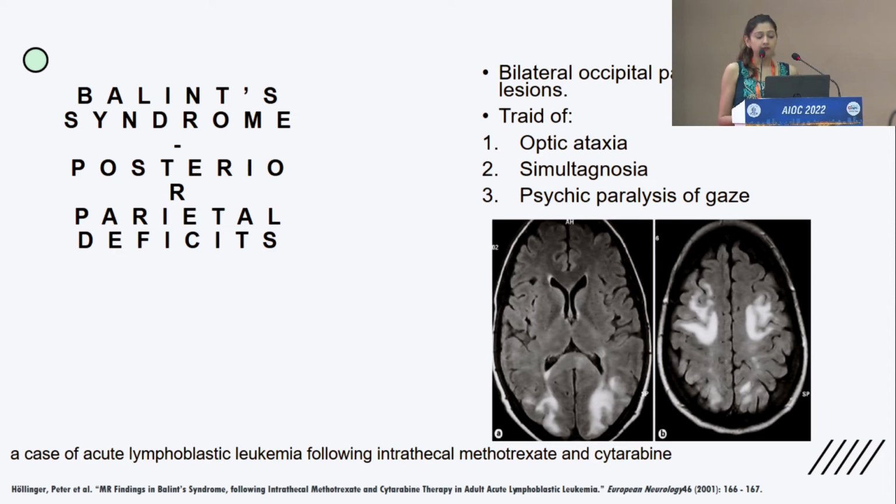A very typical Balint syndrome has been seen in children who have occipital as well as parietal lesions. This is a triad, actually. They have optic ataxia, which means they have an inability for visually guided movements. Then simultagnosia is there, and also there is an ocular apraxia. Ocular apraxia means that these children are not able to maintain gaze towards the object of interest.